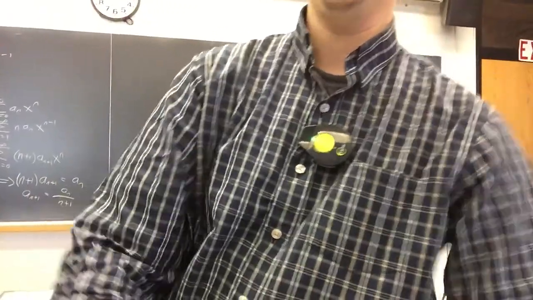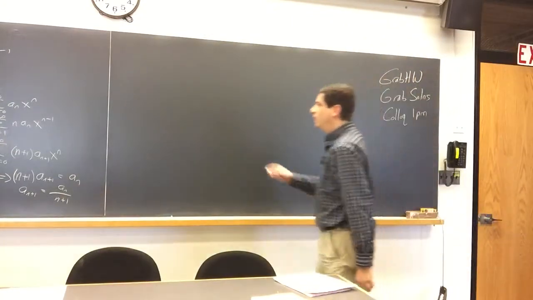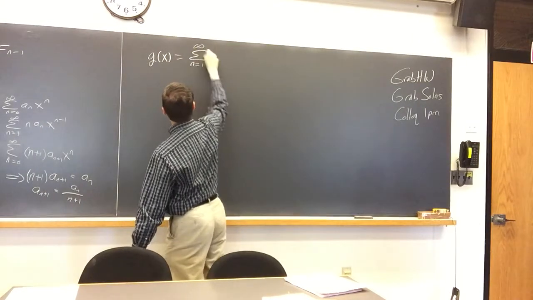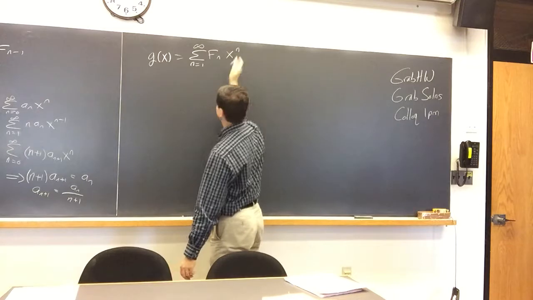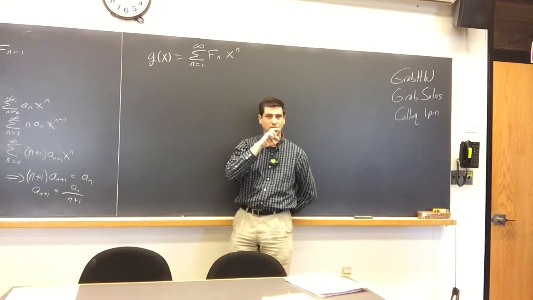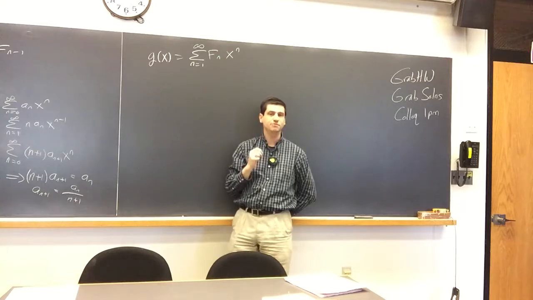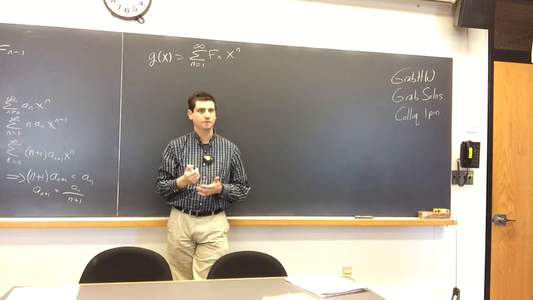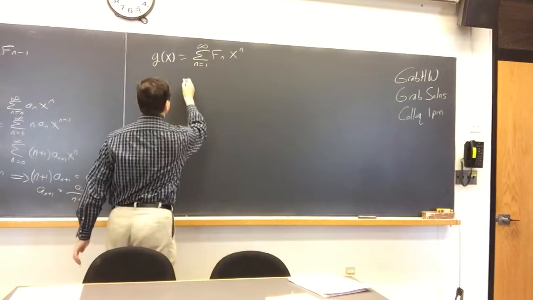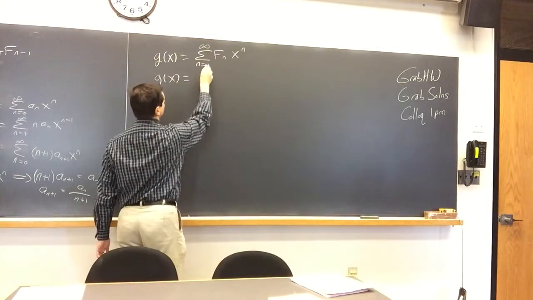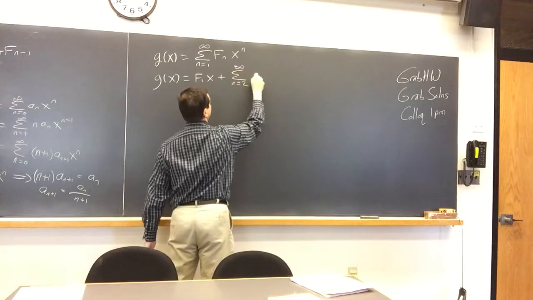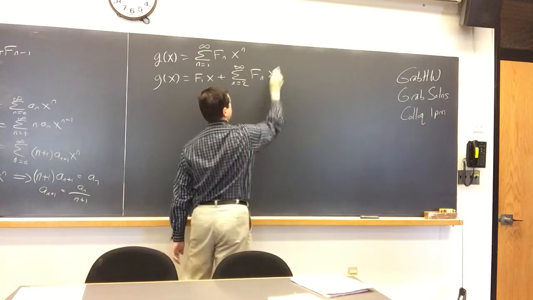Looks like it's drunk over here, so I'm going to try to fix it a little bit as I move. Okay, so now our goal is we have g of x is the sum, n goes from 1 to infinity, of f_n x to the n. Now we want to shift things around a little bit. We know the recurrence relation for the Fibonacci numbers. Now, the first place we can really start using that is at f_2, right? So I can write this as g of x is equal to f_1 x plus the sum, n goes from 2 to infinity, of f_n x to the n.